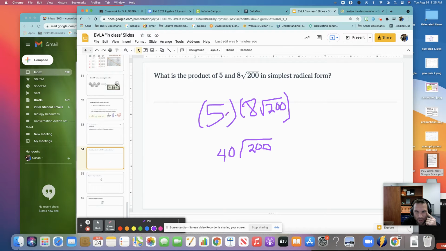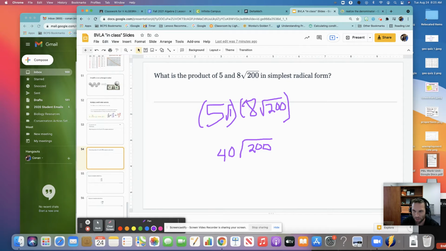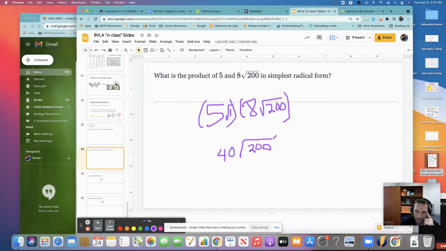I mean, essentially, this is like saying the square root of 1. And so if there's no inside number for the other one, it's just times 1. So it's just times itself.